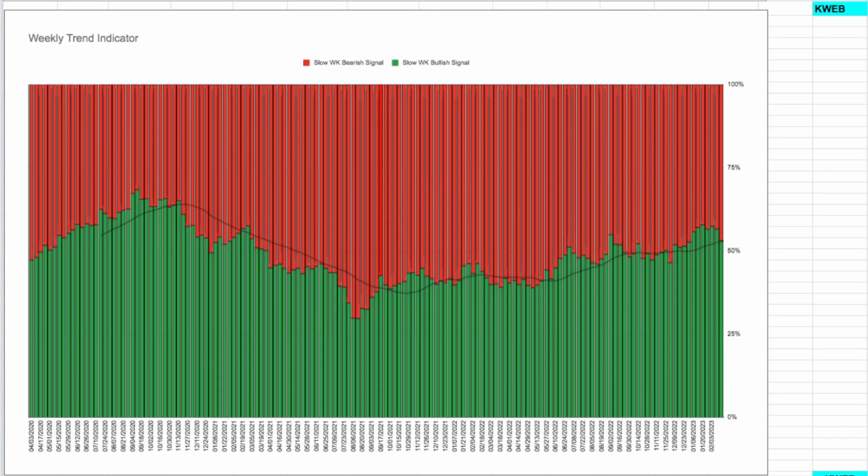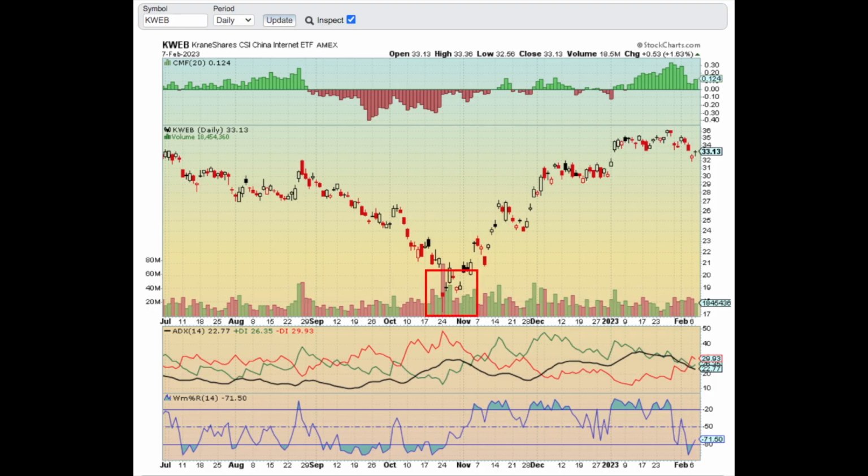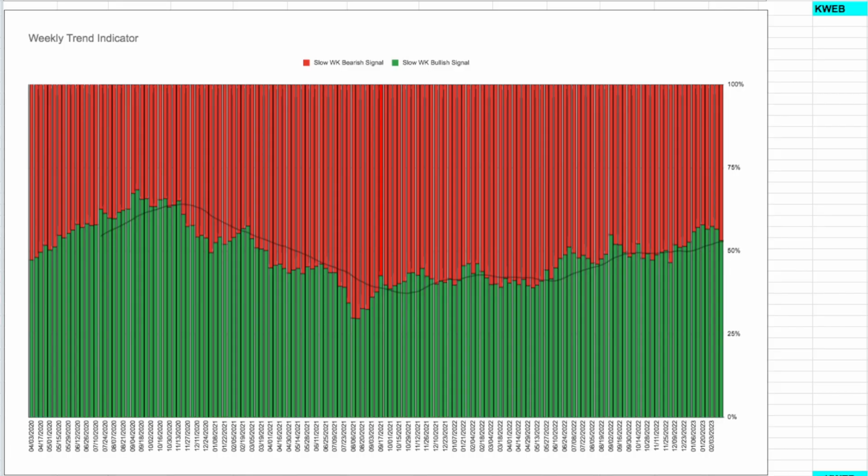Looking at weekly sentiment here, what we can tell is that KWEB sentiment has pretty much gotten back to neutral. It's been consistently above 50% since the bottom in October and November, and since then we've been able to consistently see a run along that trend line above the 50% line, which means that demand is very much in control of KWEB at the moment.